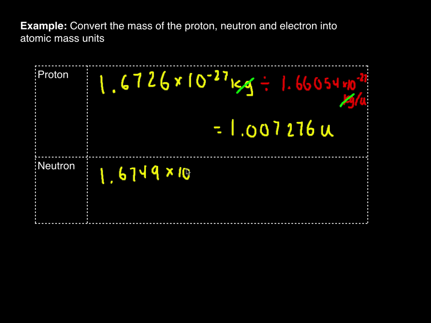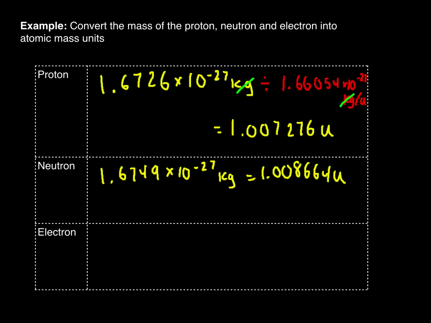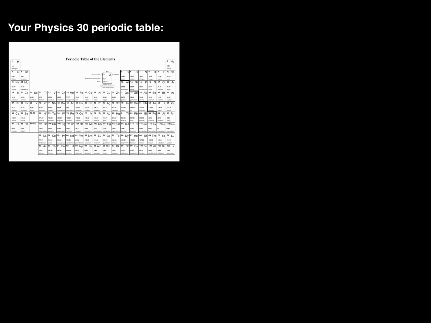1.6749 times 10 to the negative 27 kilograms. This is equivalent to 1.008664 atomic mass units. The electron is much lighter and smaller. The electron is 9.1094 times 10 to the negative 31 kilograms, which is equivalent to 0.000548 atomic mass units. In Physics 30, for your diploma exam, you will be given a periodic table.